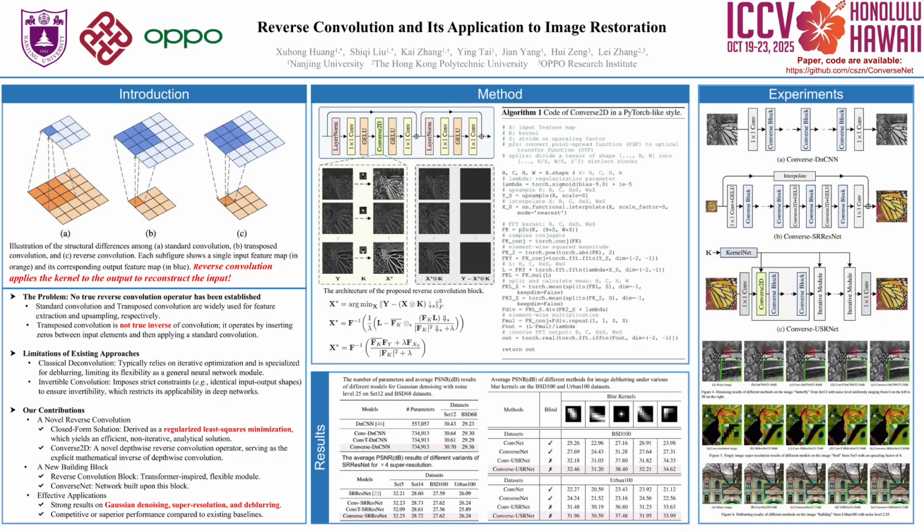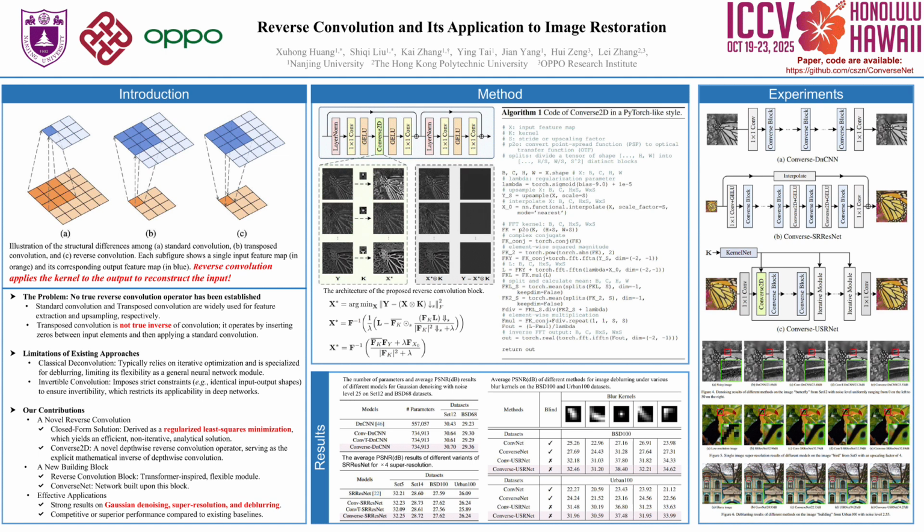Reverse convolution for image restoration. What if I told you that one of the most fundamental operations in deep learning, transposed convolution, isn't actually doing what its name suggests? Today, we're diving into groundbreaking research from Nanjing University that introduces the first true reverse convolution operator for neural networks. This is Converse 2D, and it's changing how we think about image restoration tasks like denoising, super-resolution, and deblurring. Let's start with the problem.